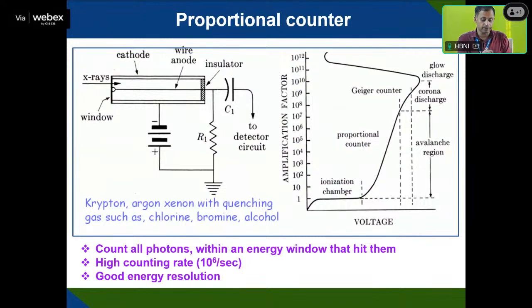You can see here, you have an X-ray tube. Inside the tube, you have a cathode and anode, and it is filled with krypton, argon, or xenon, with a quenching gas such as chlorine, bromine, or alcohol. When the X-ray beam falls on this, you will see some constructive interference, and because of that, your detector will get the signals using a proportional counter. It counts all photons within the energy window that hit it. You can see here the ionization chamber, then the proportional chamber, then the Geiger-Muller glow. High counting rate is possible in the case of a GM counter, and you can obtain good resolution.